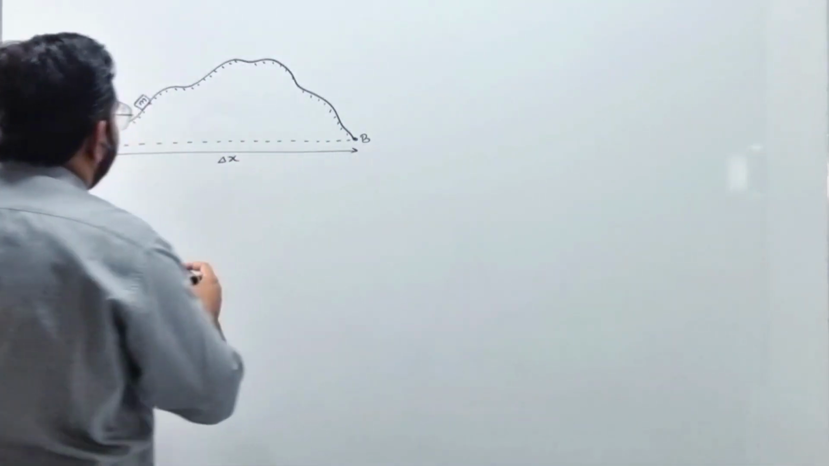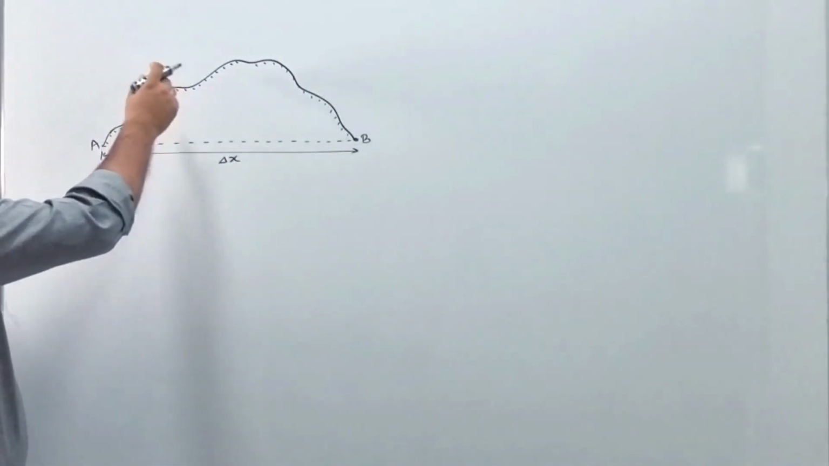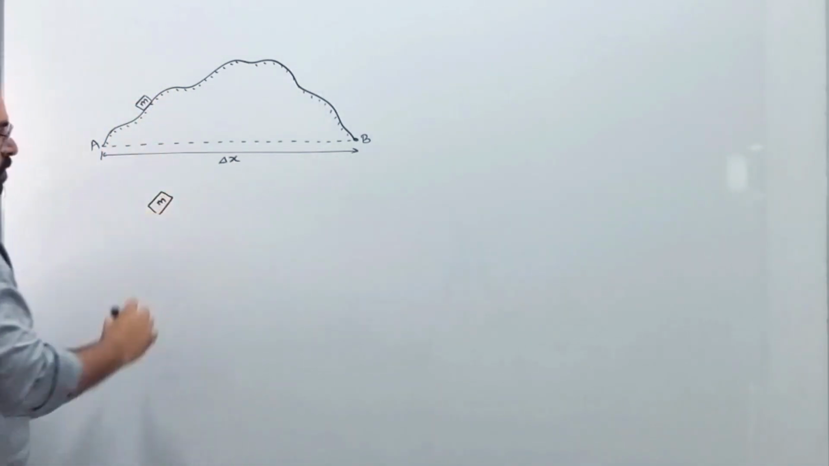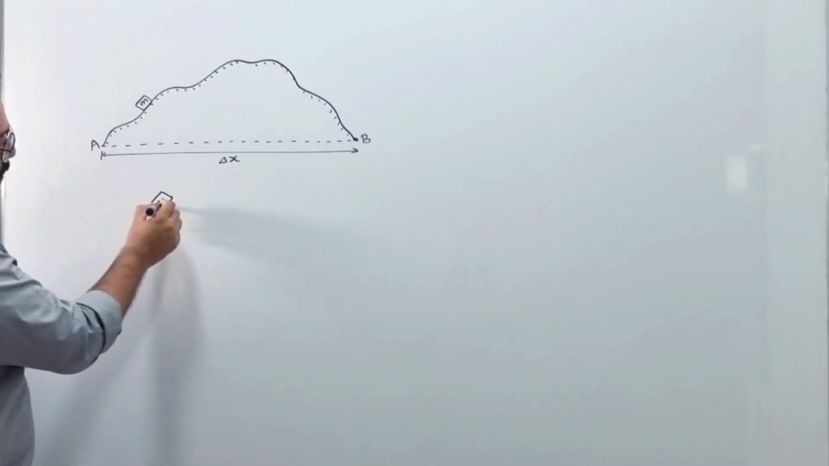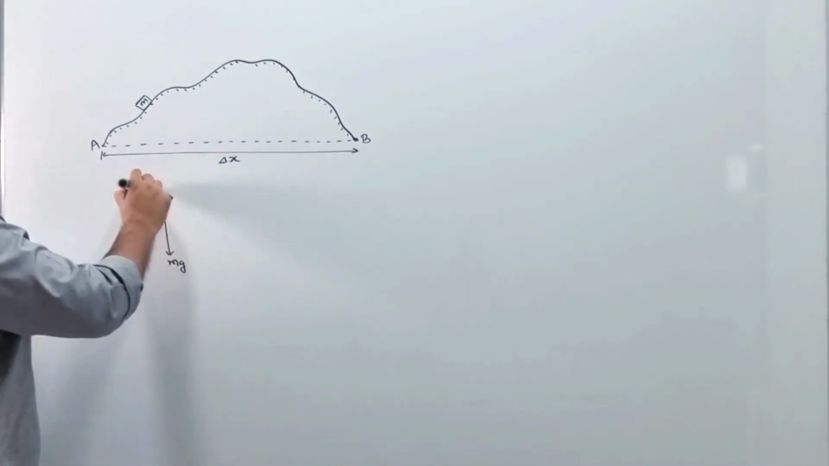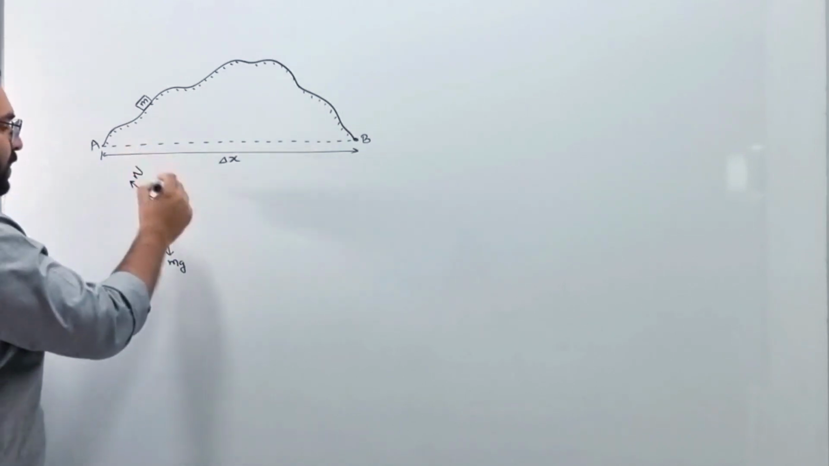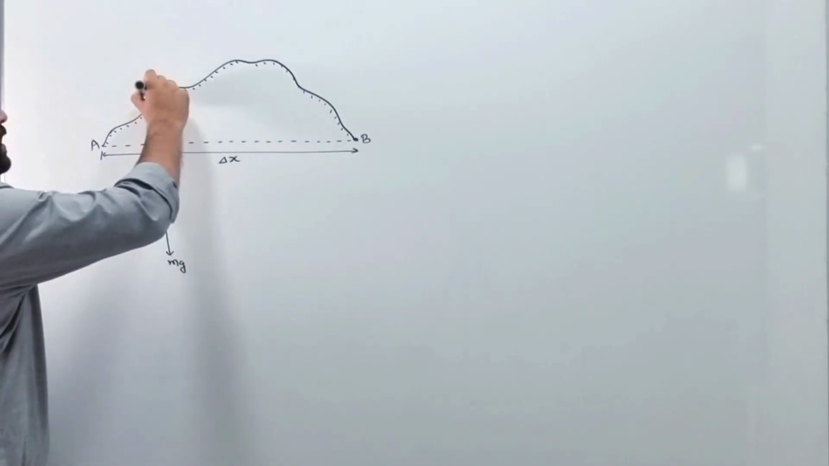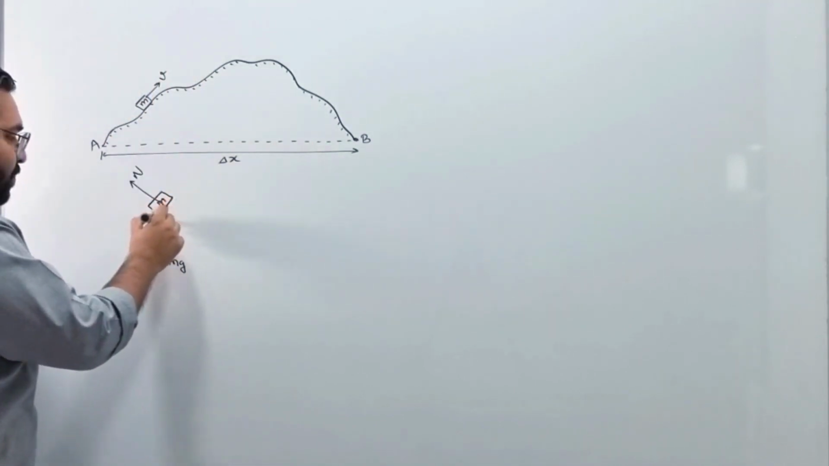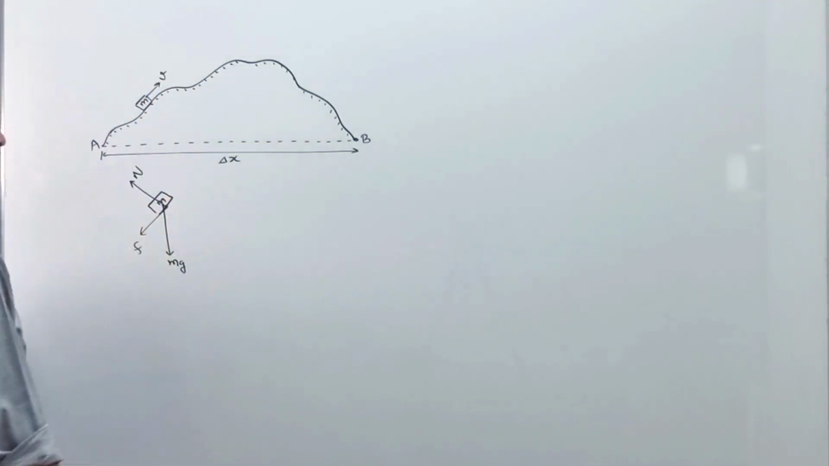Now let's see. If you just talk about this mass over here, and draw the FBD of this mass, the forces acting on it would be gravity and friction. Let's suppose the particle is moving in this direction with velocity v, so the friction acting over here would be in this particular direction.